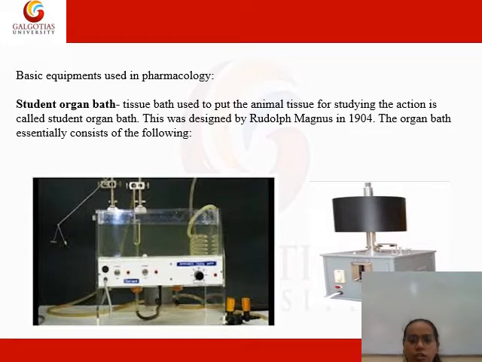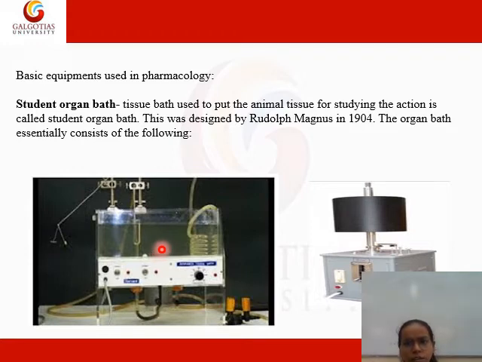The organ bath essentially consists of the following: an outer jacket of the water bath, which is made up of steel and glass, and the inner organ bath, a tissue bath made up of glass with a capacity varying from 10 to 50 ml. That is the organ tube. Water is present in the outer jacket, which is used to maintain an equal temperature in the outer jacket.